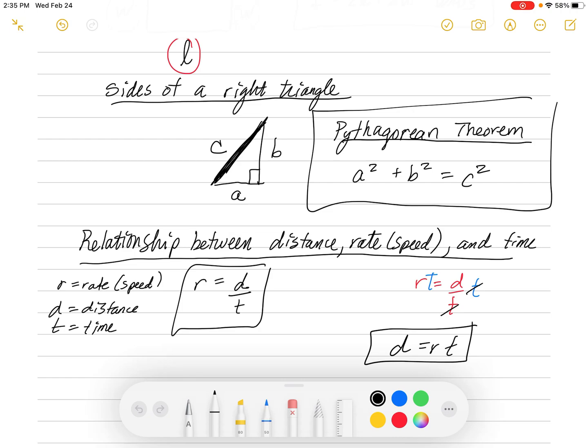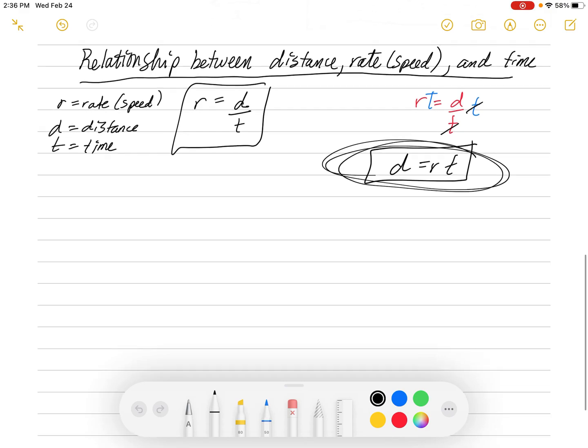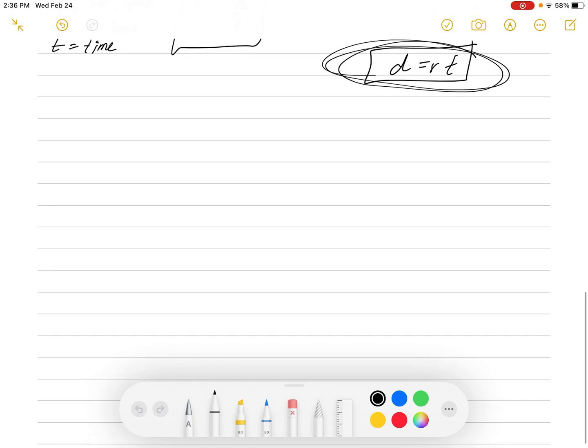Rate equals distance over time, or distance equals rate times time. Actually, this one's the most common version. Okay, so these are some common mathematical relationships that you probably encounter from 3rd grade up through high school. Hopefully you've seen most of those before. If you haven't, well then learn them, please.